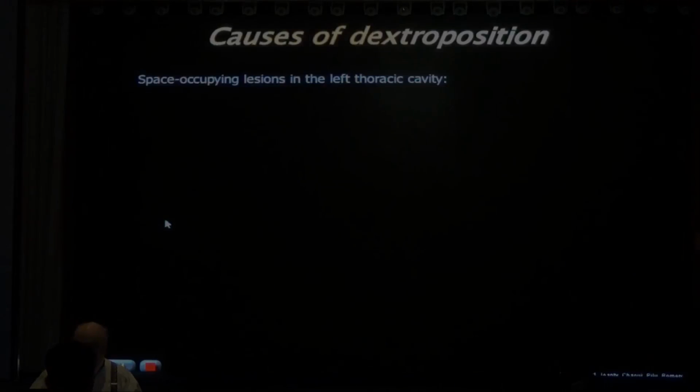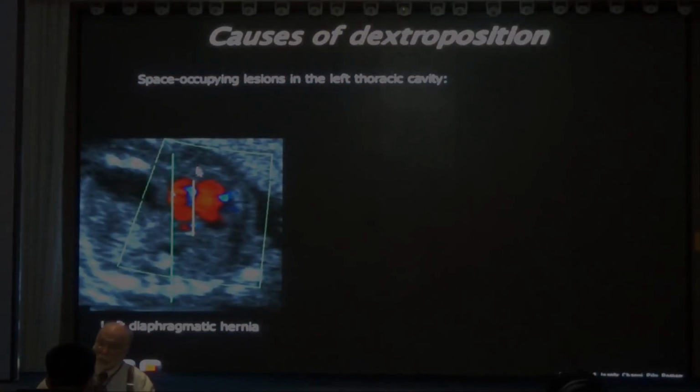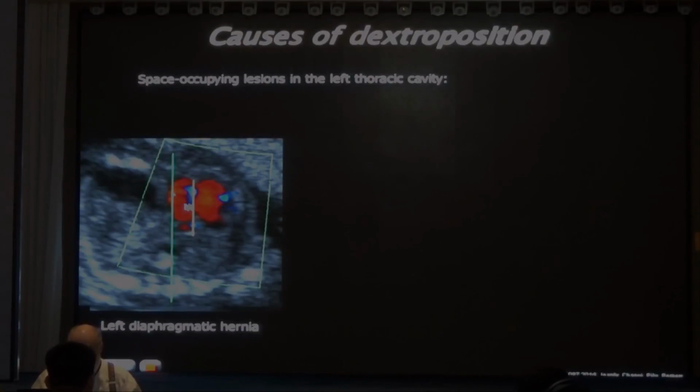Okay? Now, here we have a section. We see the stomach on one side, we see the heart on the other side. The axis of the heart is oriented with a midline. So this is a left diaphragmatic hernia. The diaphragmatic hernia will kill the baby just as well as any cardiac anomaly, so it's important to recognize that.